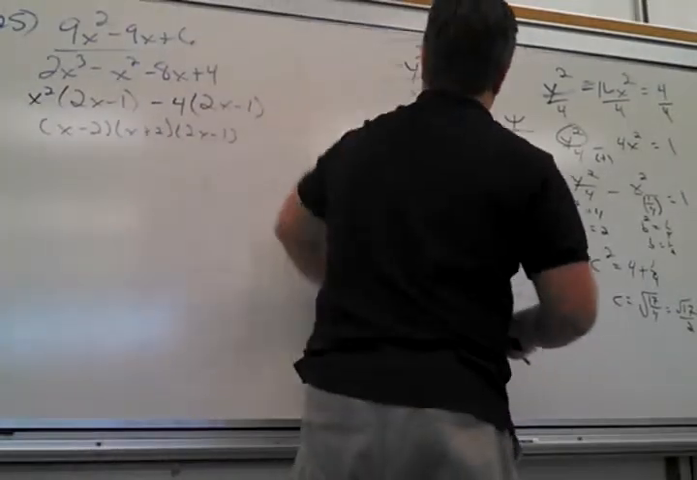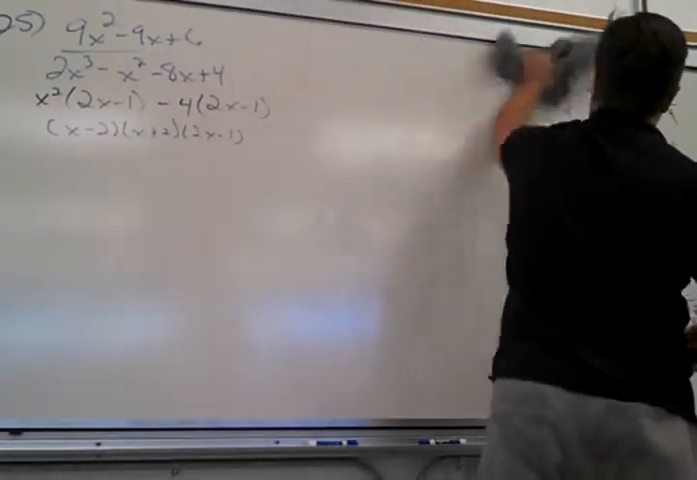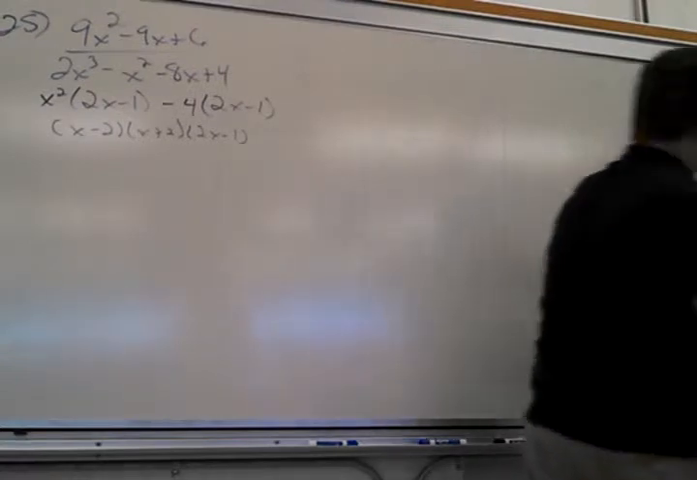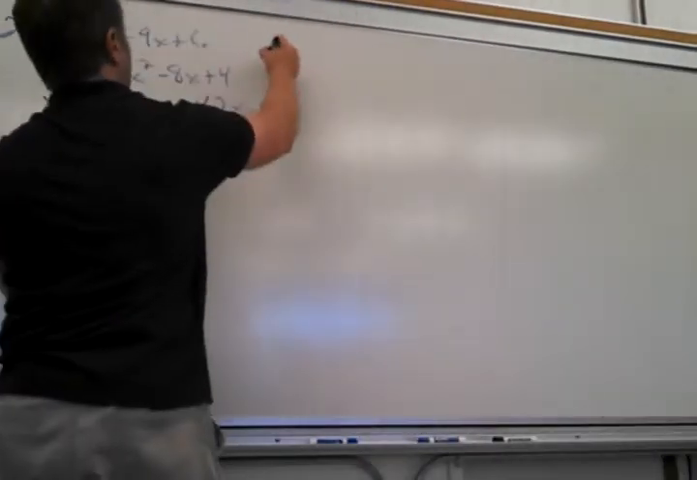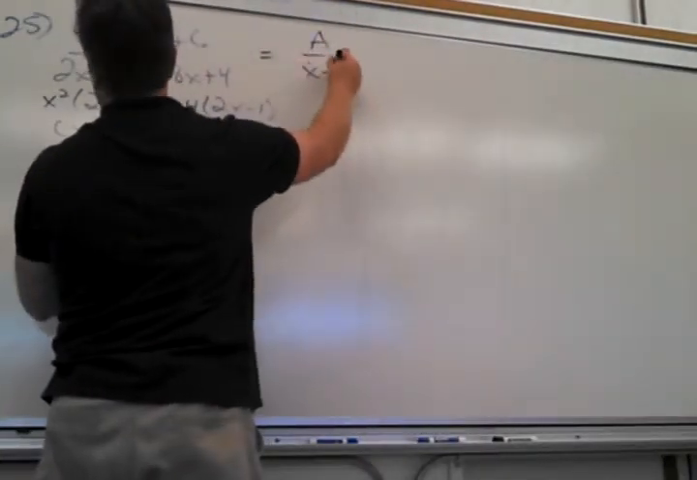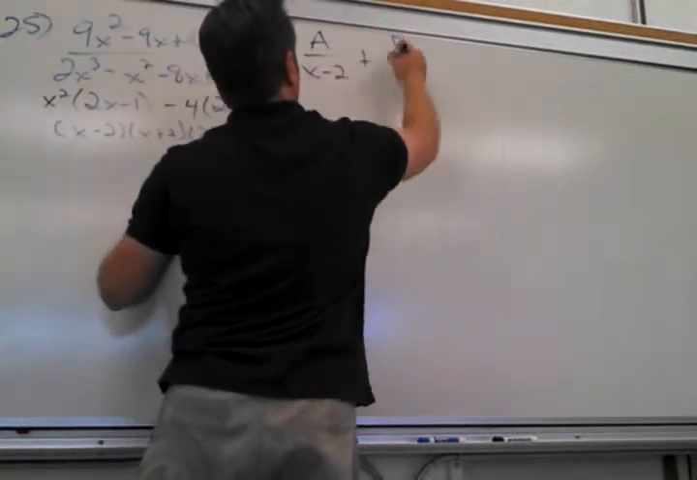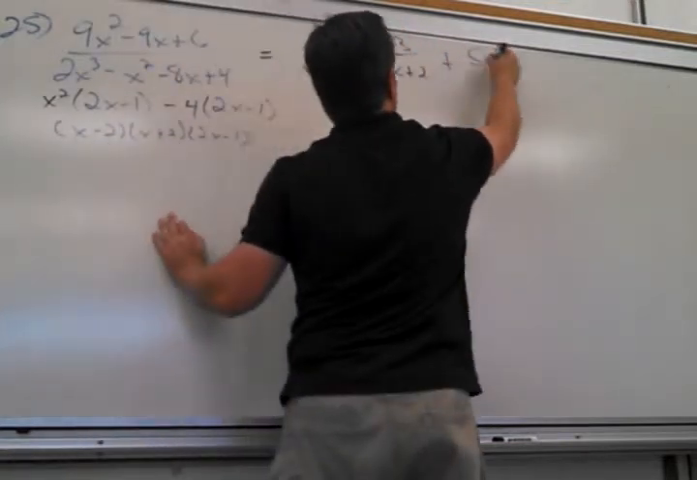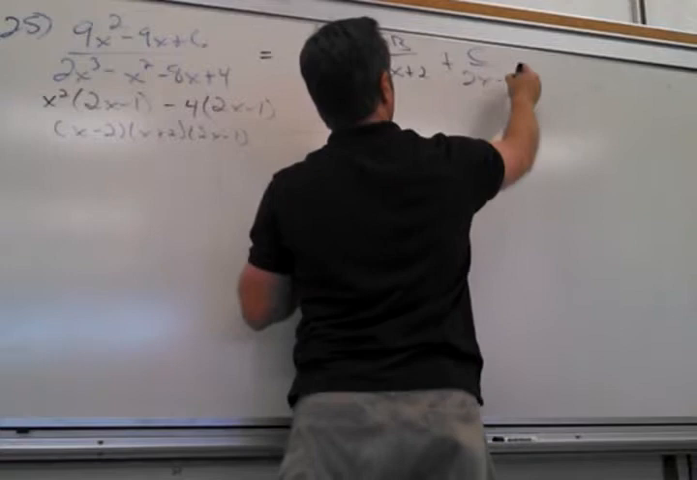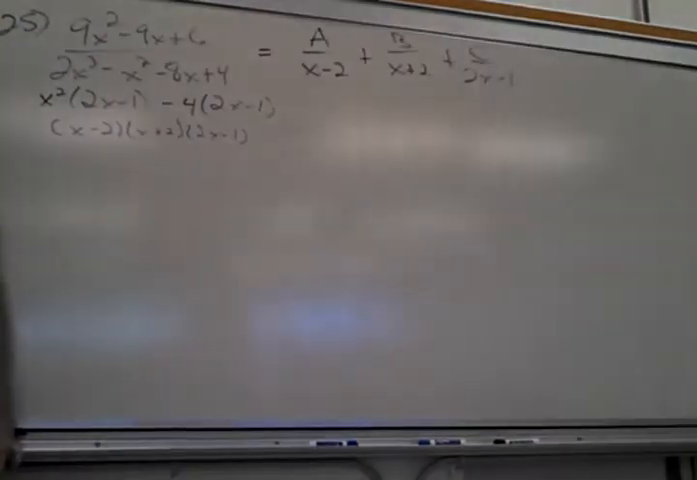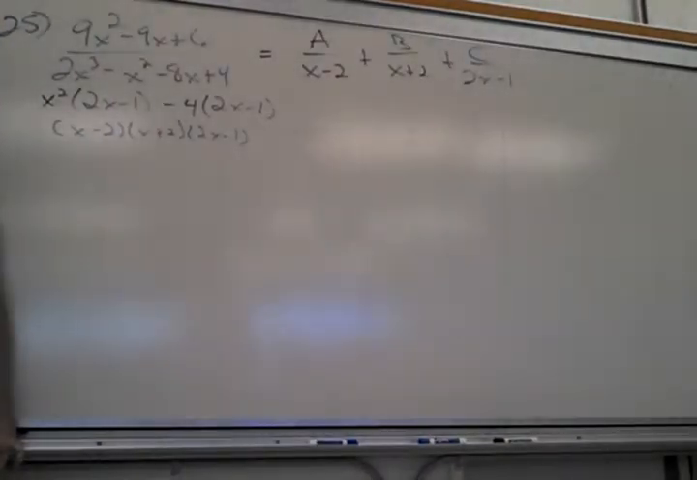A over x minus 2, B over x plus 2, and C over 2x minus 1. Yes. And then you do your stuff. That's technically the right setup.